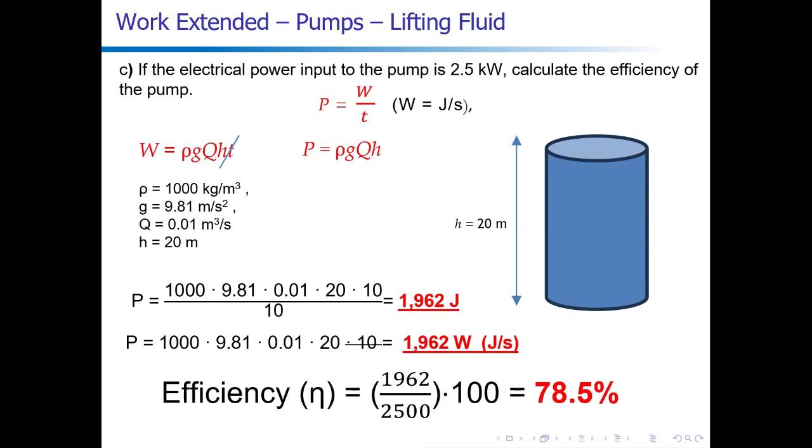That means about 78.5% of the electrical input power was used to lift the fluid. The rest, around 21.5%, is lost due to friction, noise, or heat in the motor and pump system. This is why we care about efficiency. Even if you only need a small amount of useful work, you may have to size your equipment for much larger input depending on how efficient your system is.